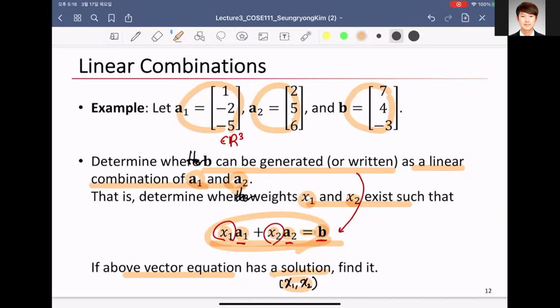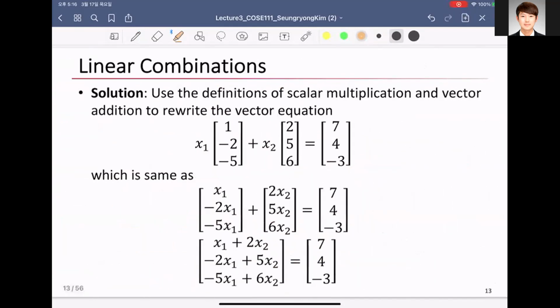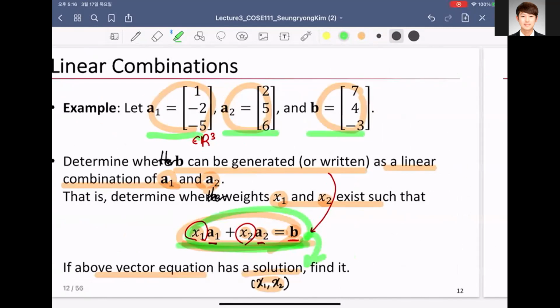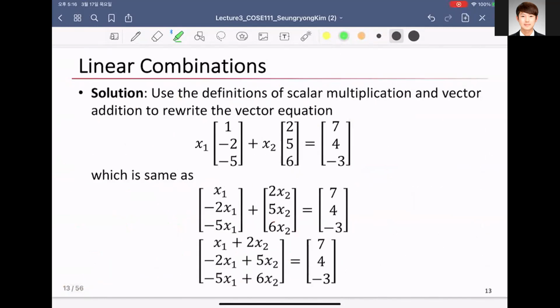So let's do that. How can you do that? In other words, this problem is reformulated as finding the solution of this vector equation. So how can you do that? Because we already know a1, a2, and b, we can rewrite this equation as a matrix.